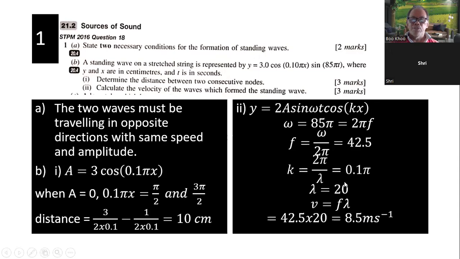You can use this method to calculate your lambda. And then for a string, the distance between two nodes is half lambda. You just take half of it. Half of this one is 10. That's why we get that.